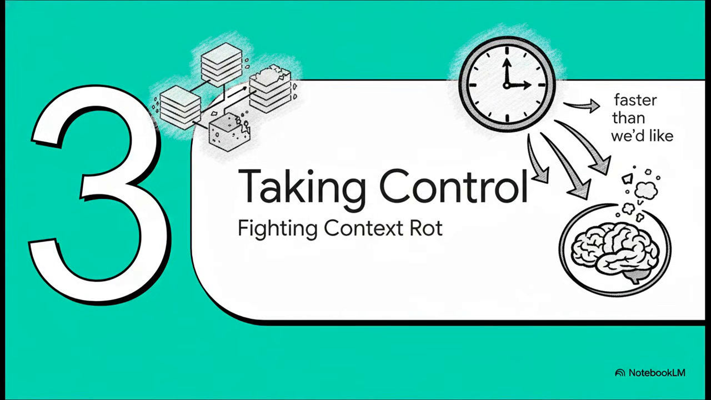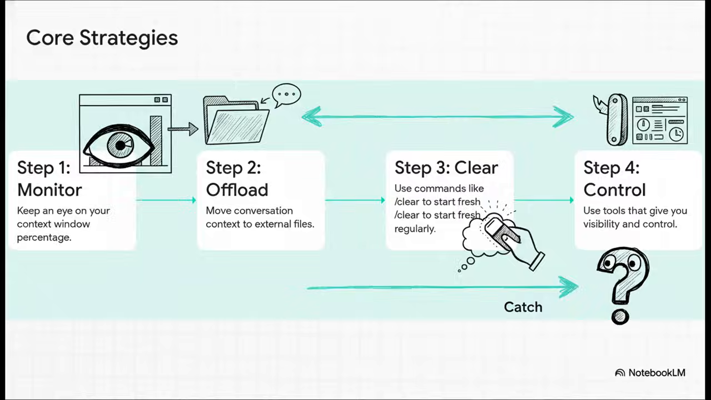So the problem is clear. It's predictable. And the good news? That means we can fight back. Here's how you start to take control. The big picture strategies are actually pretty simple. You need to keep an eye on how full that window is, move key info to outside files the AI can look at, clear out the memory on a regular basis, and most importantly, use tools that actually let you do all this stuff. But there's a pretty big catch.